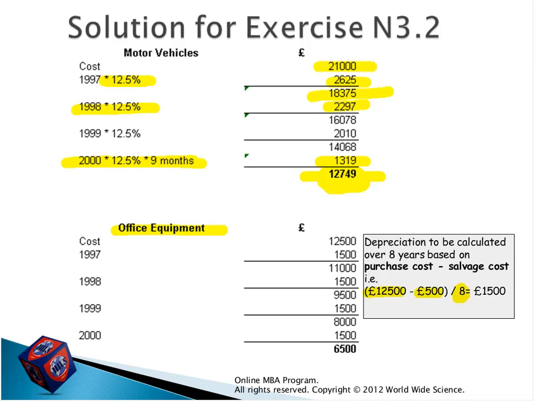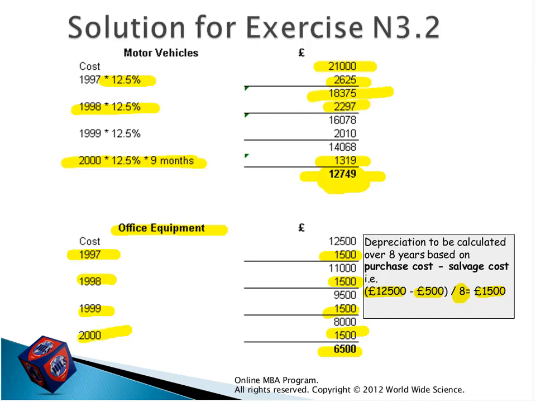Then we get 1,500 pounds, right? And we show our depreciation charges for the first 4 years: 97, 98, 99, and 2000. So in 97, the depreciation cost for each year is the same, 1,500. At the end of 2000, we have a balance of this office equipment equal to 6,500.